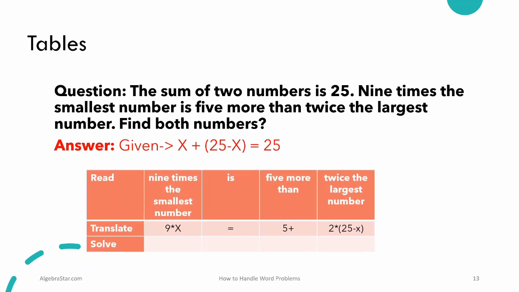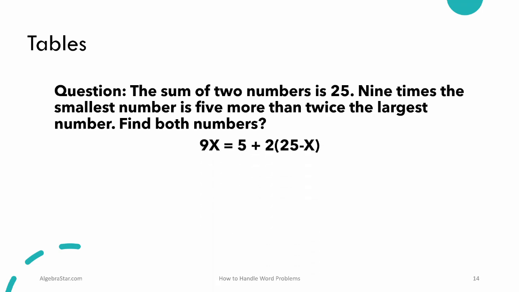So 9 times the smallest number is 9 times x, which is equal to 5 more than, which would be 5 plus, we're adding 5, twice the largest number, which is 2 times 25 minus x. Now, once again, we have an equation and we can solve for x. So our equation comes to 9x is equal to 5 plus 2 times 25 minus x.